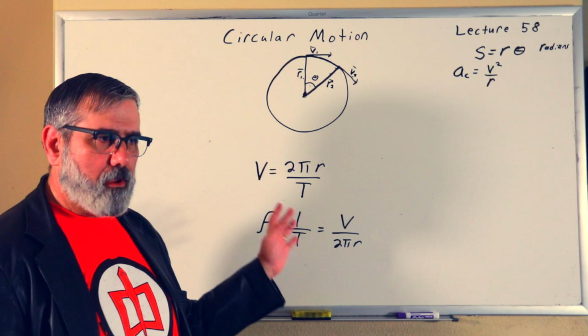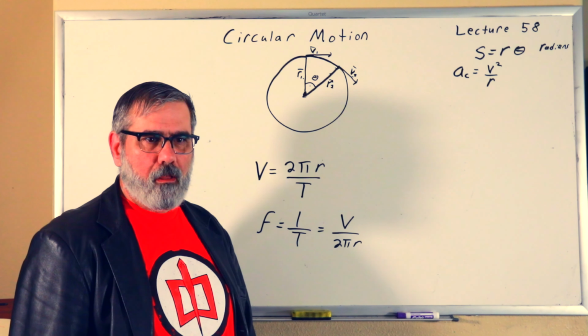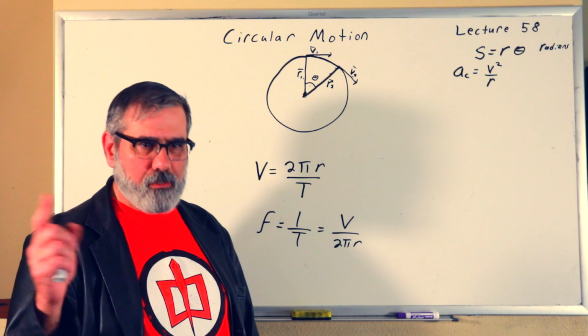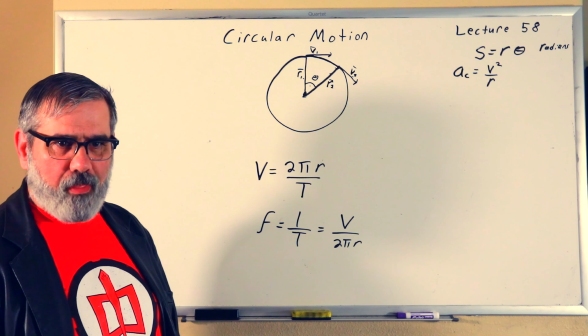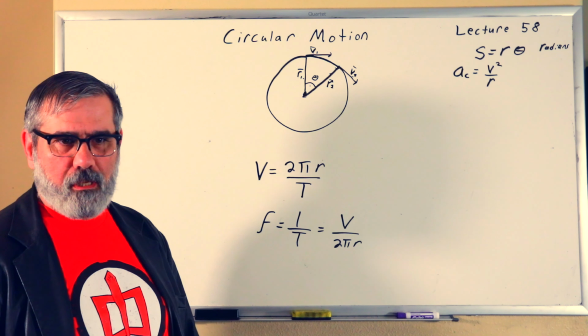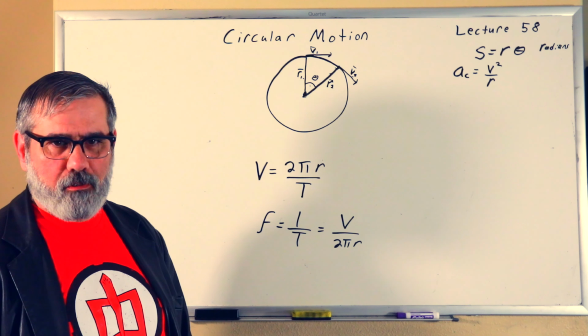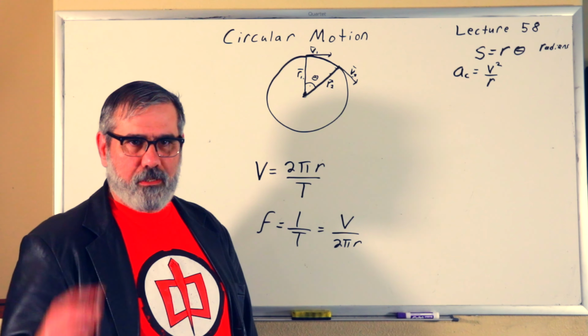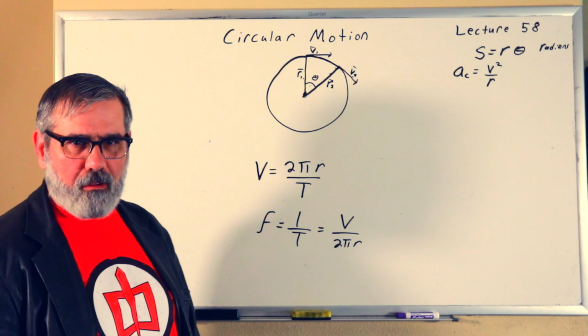So we'll hear these terms more when we get into oscillations and waves and things like that. We'll use frequency and period. And also with planets, when we talk about Kepler's law, we're going to talk about the period. That's the time it takes to make a full orbit.